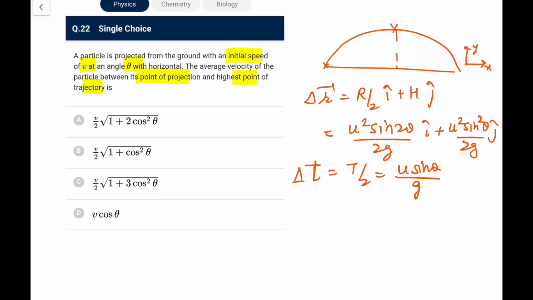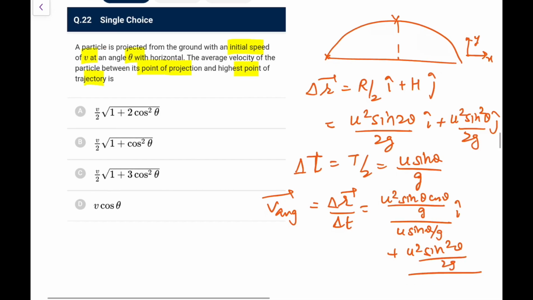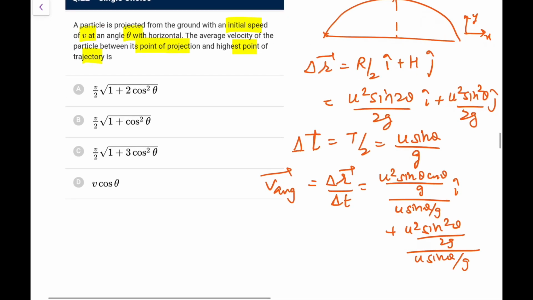So what we will have, average velocity definition, we say is delta r by delta t. So u square sine 2 theta, if I write it as 2 u square sine theta cos theta by g, so 2 2 will cancel, that would be u square sine theta cos theta by g divided by u sine theta by g i cap plus, let me write completely, divided by u sine theta by g j cap. So this u and u goes, sine theta goes, g g goes. So what we have, u cos theta i cap, that I can directly write, that was the velocity for x. And similarly for y, I can directly write u sine theta by 2 if you do this.